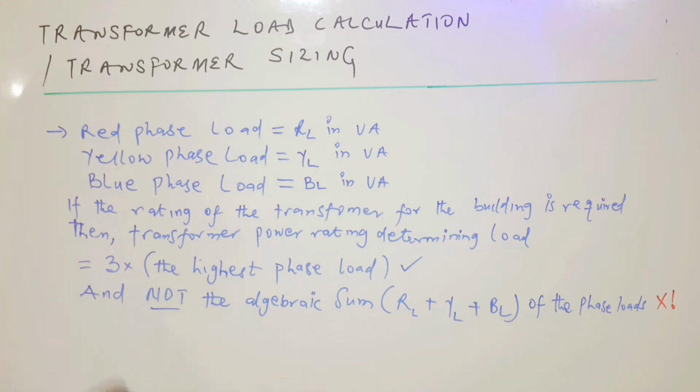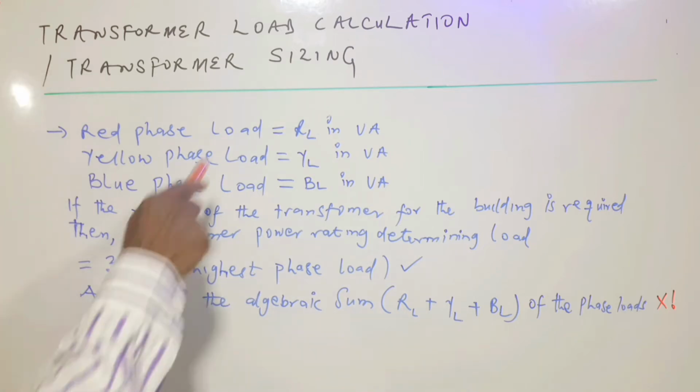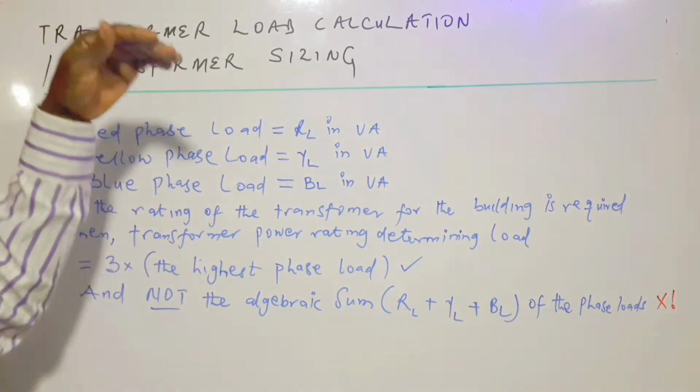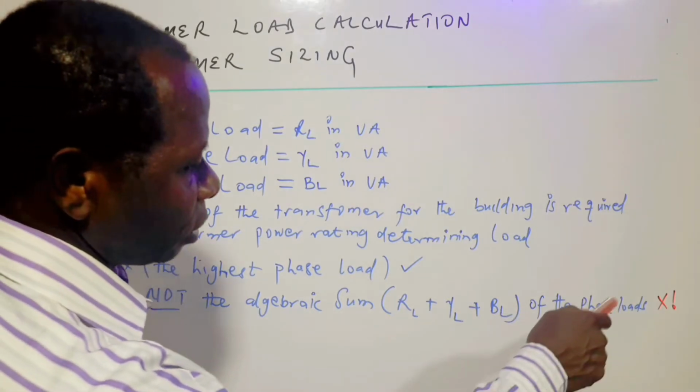If the rating of the transformer for the building is required, then the transformer power rating determining load, that is, the load that determines the rating of the transformer, is 3 times the highest phase load. When the loads are given in values, we look at the highest and multiply the highest phase load by 3. That is what forms the determining load for the rating of the transformer that will be required, and not the algebraic sum of the phase loads.